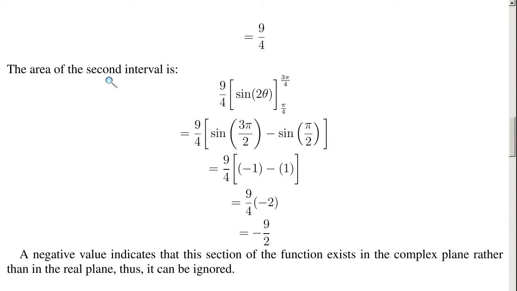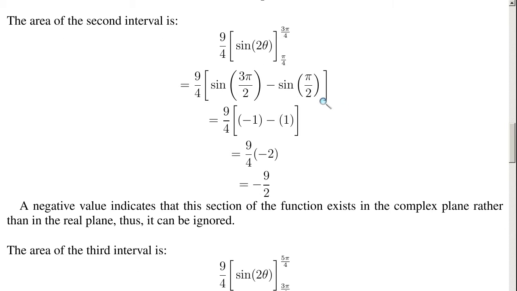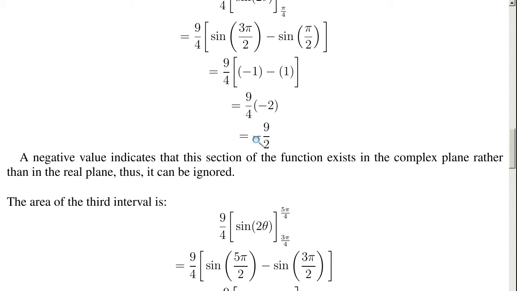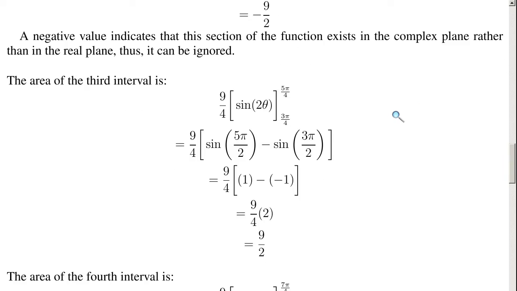So what's the area of the second interval? Same deal as before. We just use the new limits. 3 pi over 4 upper limit, pi over 4 lower limit. Do our substitutions. The sine of 3 pi over 2 is -1. The sine of pi over 2 is 1. -1 minus 1 is -2. 9/4 times -2 is -9 halves. We've seen this before. A negative value indicates that this section of the function exists in the complex plane rather than in the real plane, thus it can be ignored. So the negative 9/2, just ignore it completely.